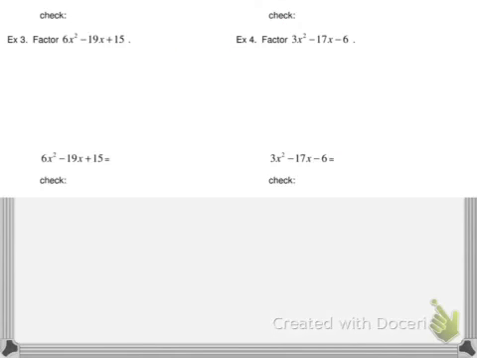Look at example number 3: 6x squared minus 19x plus 15. Looking at our signs in our trinomial, we have a negative in the middle and a positive on the end. We know from previous lessons that that means both of our signs on the inside of our binomial factors will be negative. So now let's look at the factors of 6.